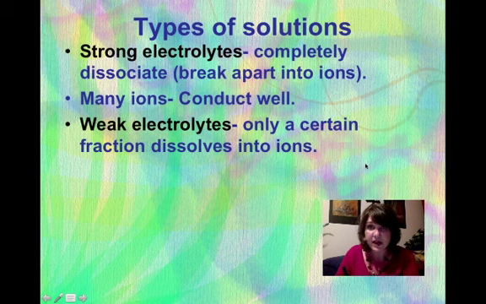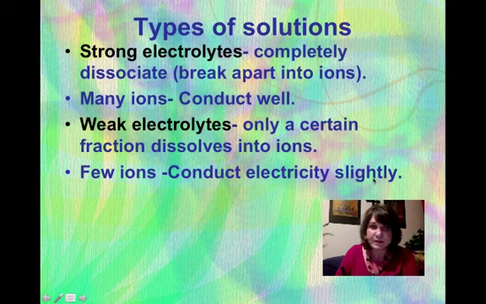A weak electrolyte means that only some of the particles dissolve into ions, and the rest of them will stay together because they dissolve a little bit, but not very well. And so your light bulb here is going to be not very bright.